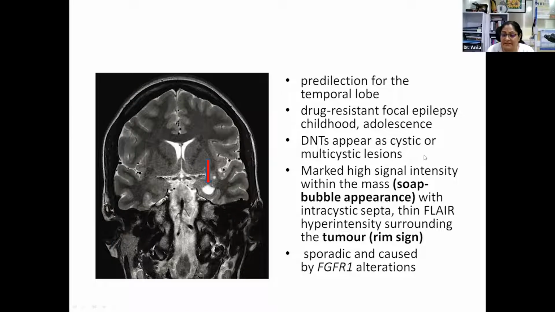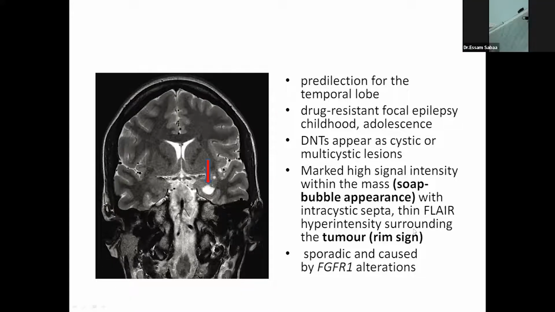Again, they are cystic or multicystic masses, but there are 2 tumors which have characteristic radiological appearance. One is this tumor, which shows a soap bubble appearance, and the other, the Hermet Declos, which shows stripes, like a tiger stripe. There is marked high signal intensity within the mass, which gives it a soap bubble appearance, and there are intracystic septa, and there is hyperintensity surrounding the tumor, which is called the rim sign.